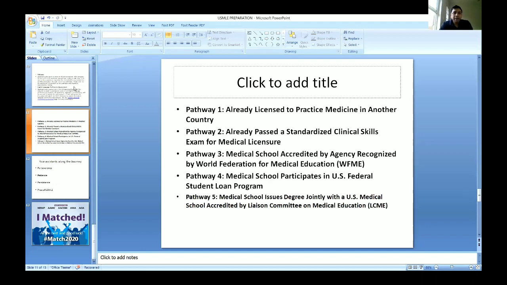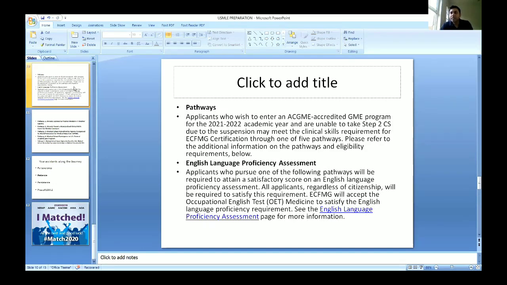When we are eligible for any of the 5 pathways, we need to give the English language proficiency assessment, which we can find on ecfmg.org and usmle.org. This is the English language test which we can give in our home country, Nepal. There are many centers for that. So for now, we'll be doing Step 1, Step 2 CK, and this English language proficiency test, and then we apply for ECFMG certification, and then we apply for the Step 3 exam.